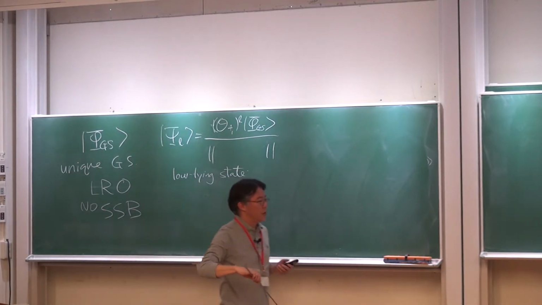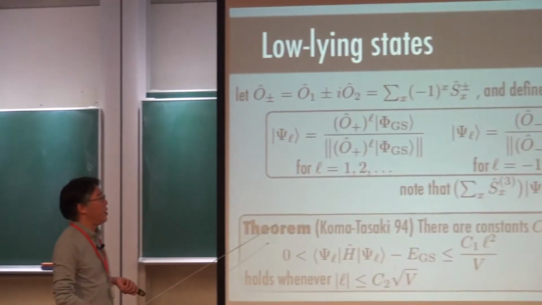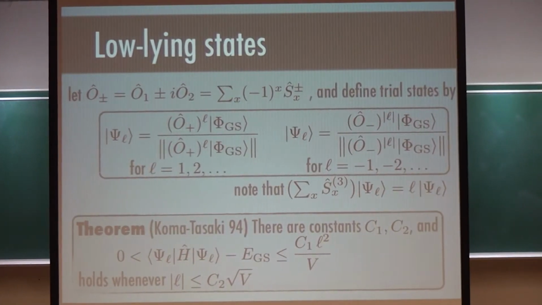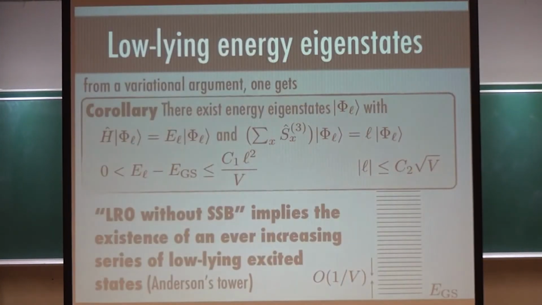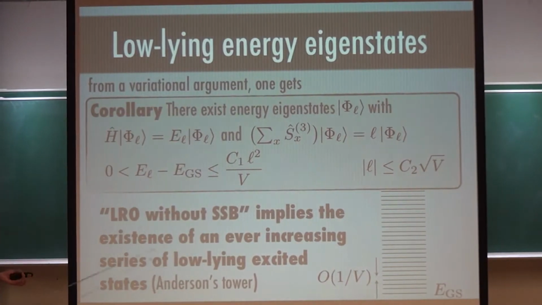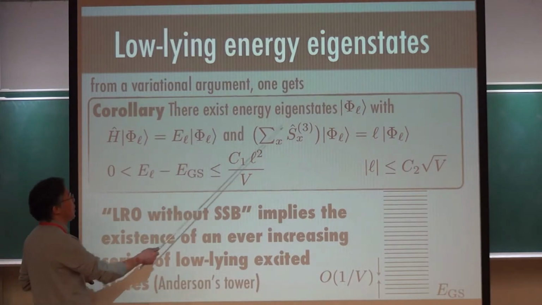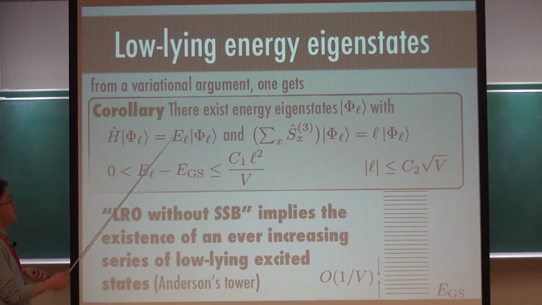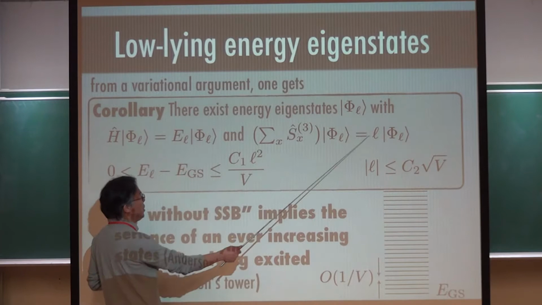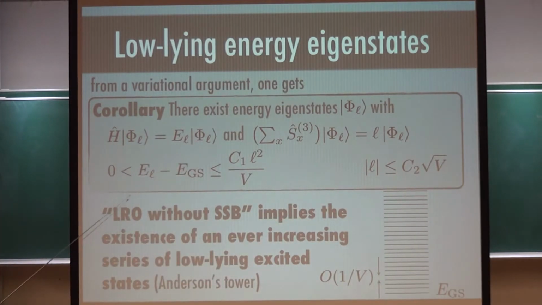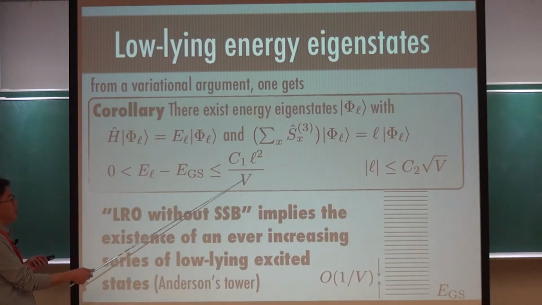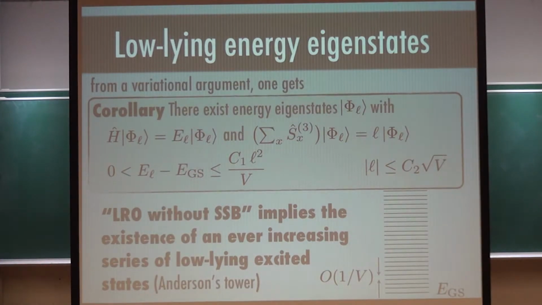It has very low excitation energy. Given this, it's just an exercise to show that there are energy eigenstates with very, very low energy. So you can prove that there exists an energy eigenstate phi L whose energy is EL and whose total SZ is equal to L, and its excitation energy is bounded from above by L squared over V.